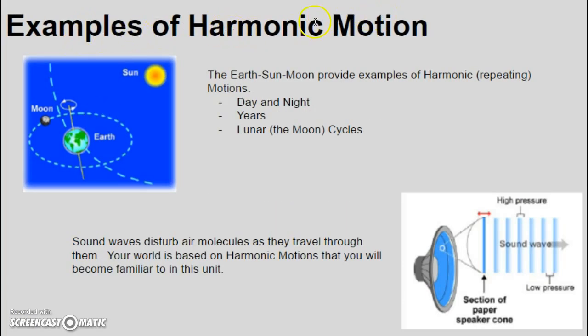So, some examples of harmonic motion in our day-to-day life. The Earth-Sun motions provide examples of harmonic or repetitive motions. We can say day and night, day from the Earth rotating around an internal axis, and night as we orbit the Sun. Right, which leads to a year. Years are repeating. And we can talk about lunar cycles as well. Sound waves disturb air molecules as they travel through them. Your world is based on harmonic motions that you will become familiar with in this unit. So here we see a sound wave traveling through air as the medium.